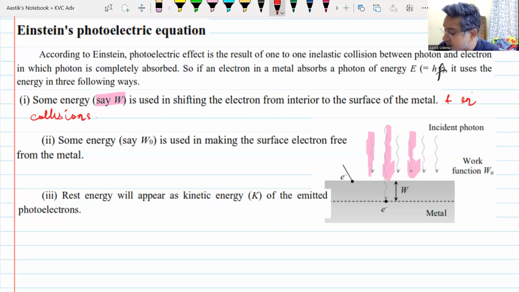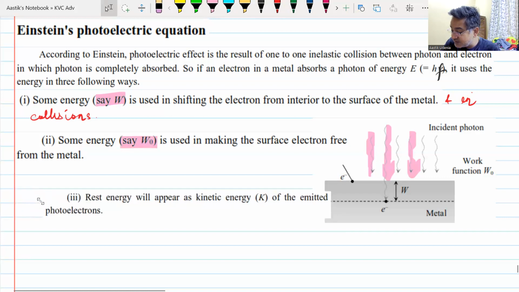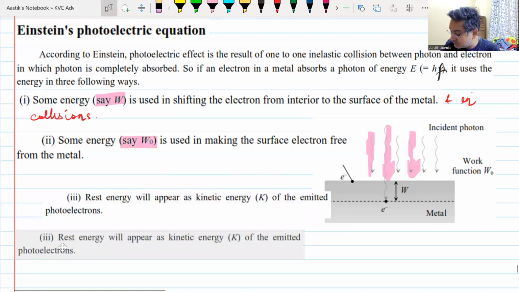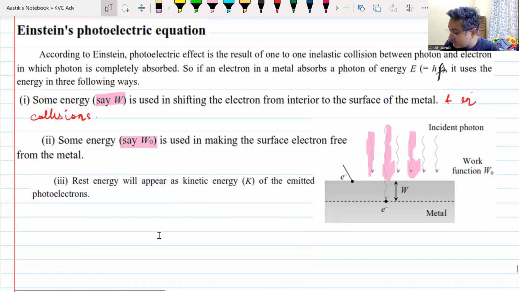Then we need an amount of energy W naught to free this electron from the metal surface. Do we understand this? Yes. And the rest of the energy will be emitted as the kinetic energy K of the electrons. I forgot to mention that. Do we understand this? Yes, sir.